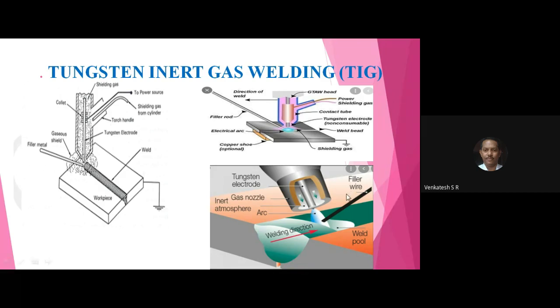inert gas, argon or neon, or sometimes sodium chloride, the inert gas which is supplied in this direction. This is the welding direction. This is the arc. The arc is established between the workpiece joint and the tungsten electrode, and this is the filler rod. The joint is filled with filler wire, filler metal.